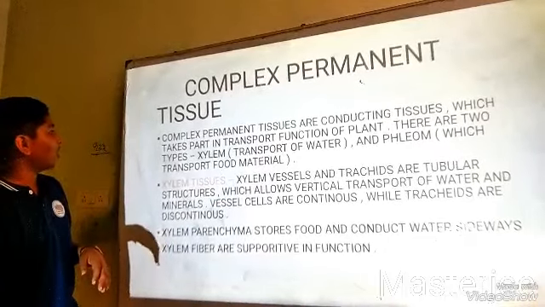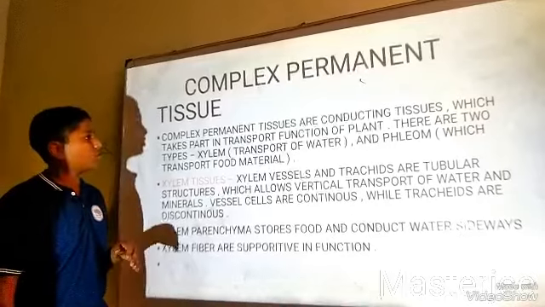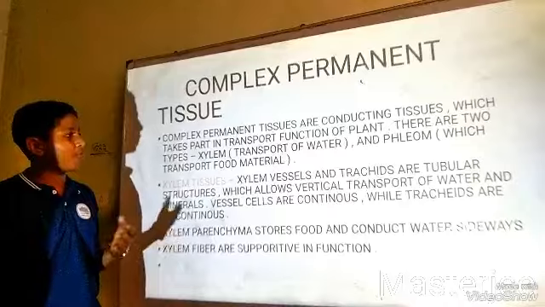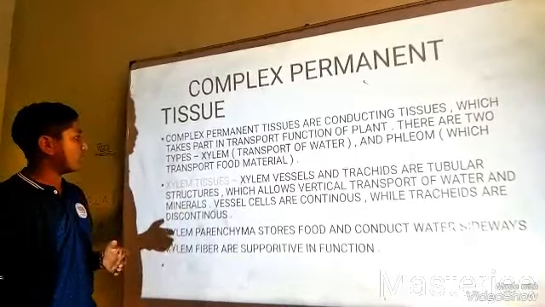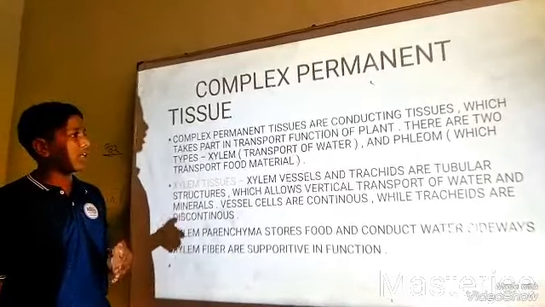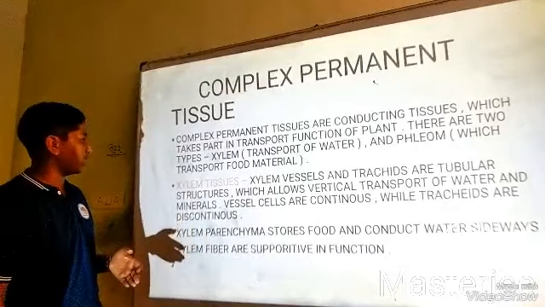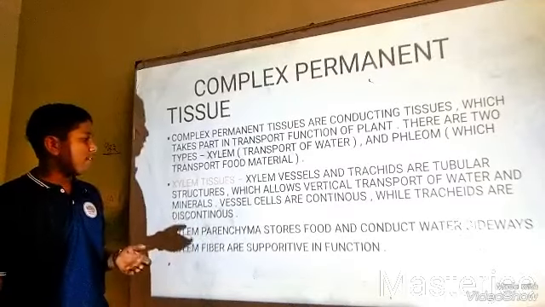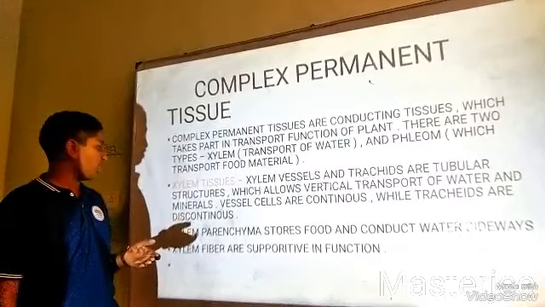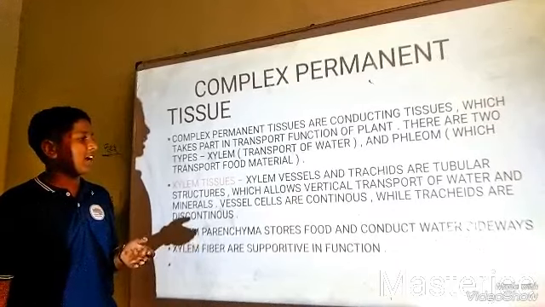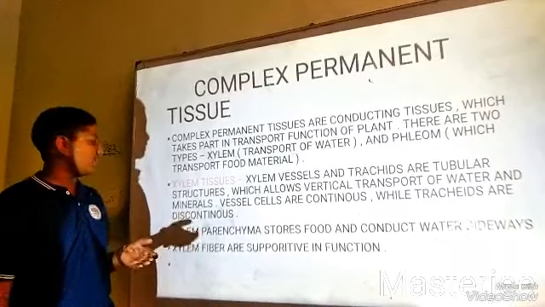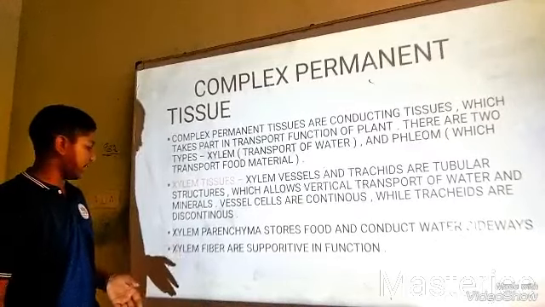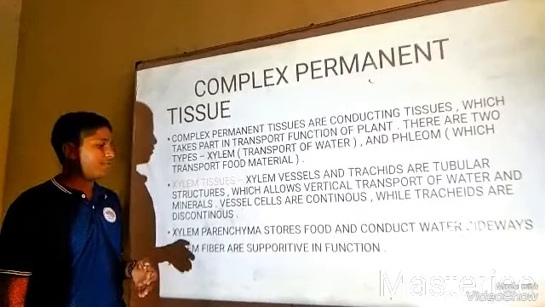Complex permanent tissue. Complex permanent tissues are conducting tissues which take part in the transport function of plants. There are two types: xylem, which transports water, and phloem, which transports food material. Xylem tissue. Xylem vessels and tracheids are tubular structures which allow vertical transport of water and minerals. Vessel cells are continuous while tracheids are discontinuous. Xylem parenchyma stores food and conducts water sideways. Xylem fibers are supportive in function.